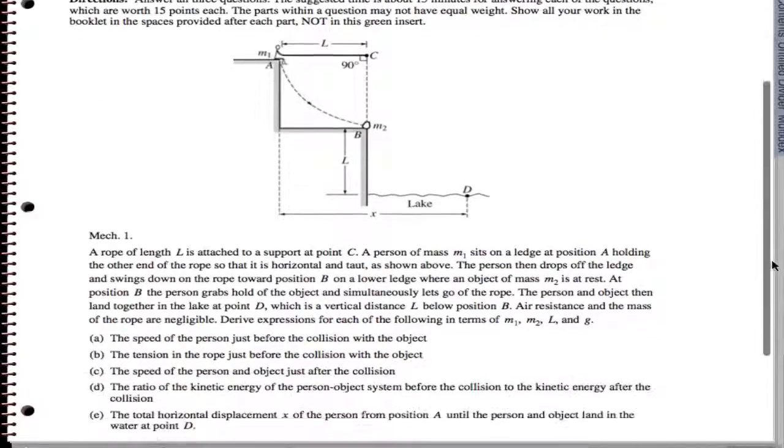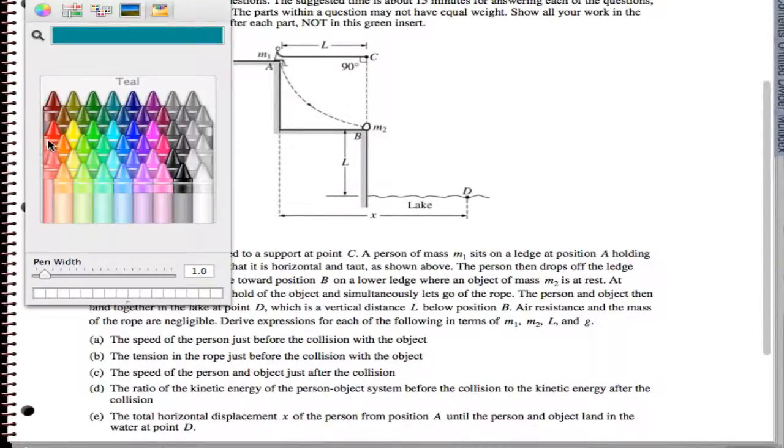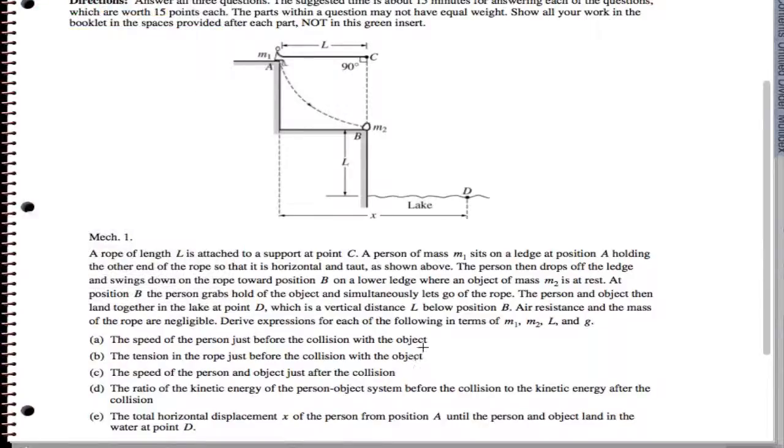2004 exam. Let's go. So we want to get this rope L. The person's going to swing down, grab a stone, and then land in the lake. I have no idea why a person would do this, but we're going to ignore that fact. So this person's an idiot.